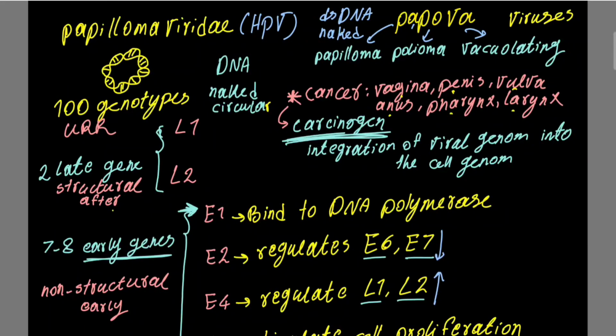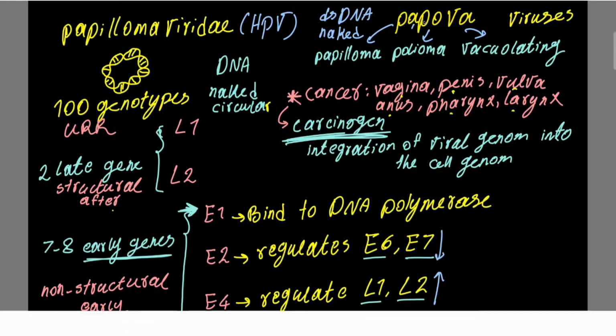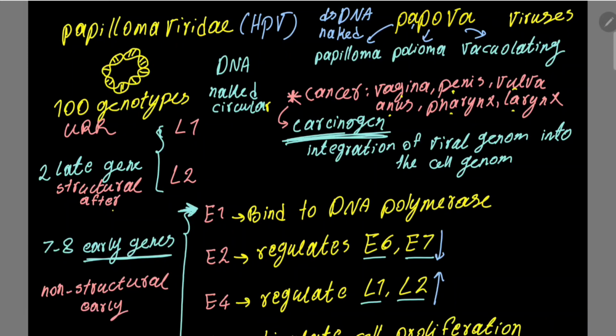HPV, or human papillomavirus, is one of the members of the subfamily of papovaviruses. Each two letters of the name papova come from one of the members. Pa is for papilloma, po is for polyoma, and va is for vacuolating. The signature of this family is the double-strand DNA, which is circular, and they are also naked. Naked means they do not have an envelope, and they have an icosahedral nucleocapsid.